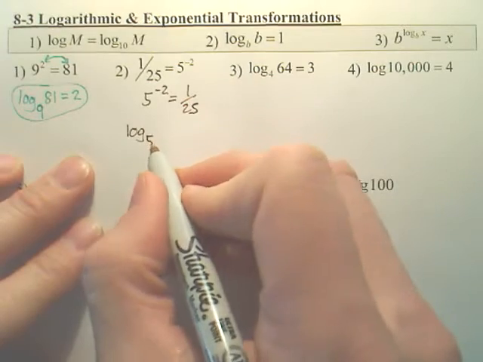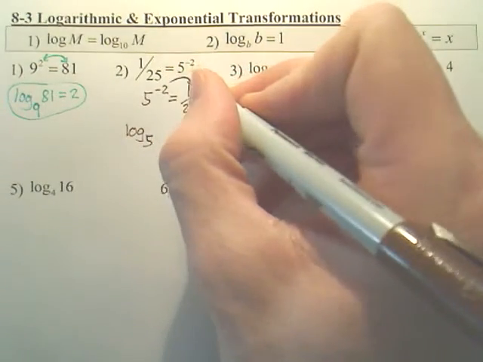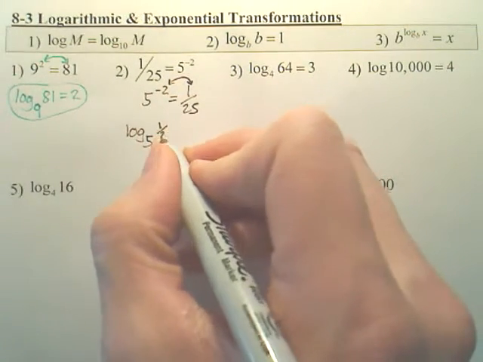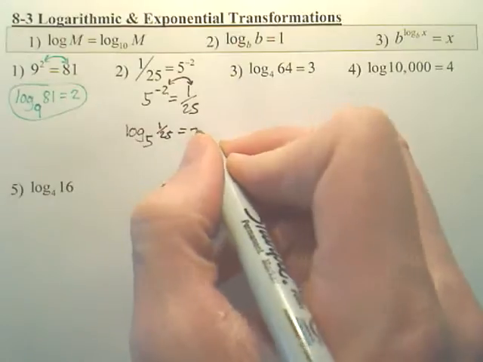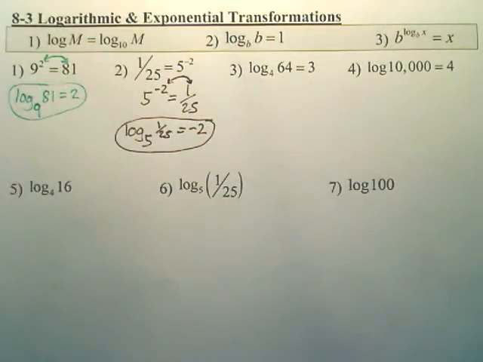The 5. And which two are we going to switch? These two. We're going to switch these two. So we have 1 over 25 equals negative 2. There's my answer. It's going to take some practice.